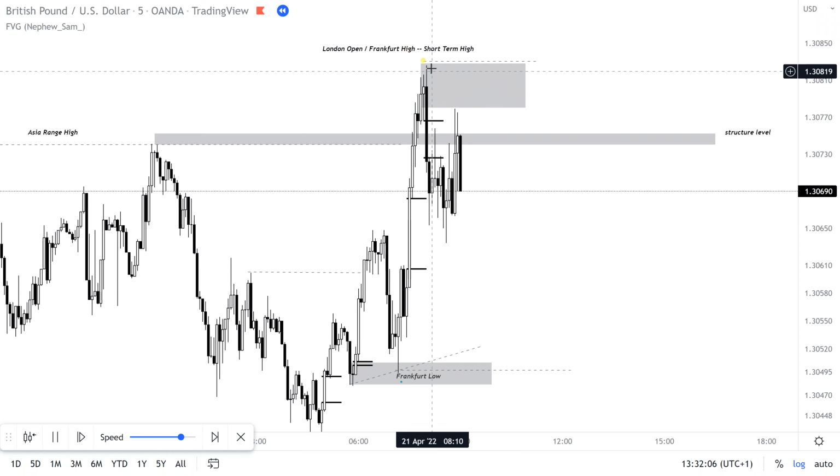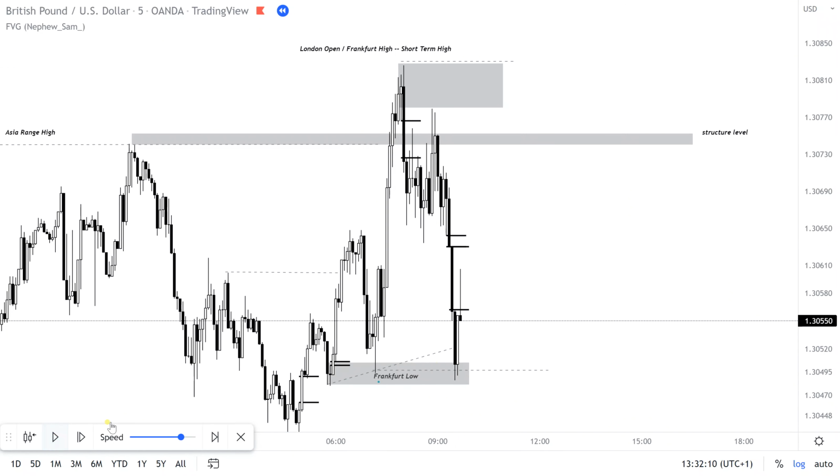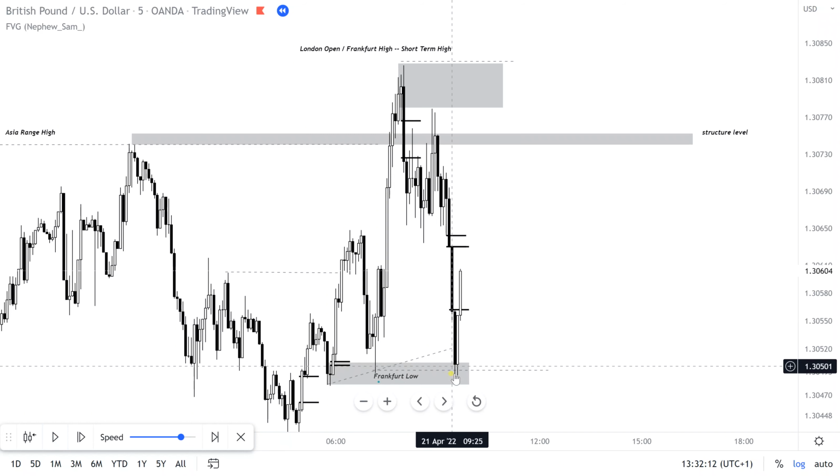London open starts, we have Frankfurt high and a short-term high created. And then very quickly we wipe the Frankfurt low. So this now becomes a potential reversal and a potential trade. So in M1, we go into the futures footprint and look for confirmation to go long. I won't show that here, that's outside of this overview.